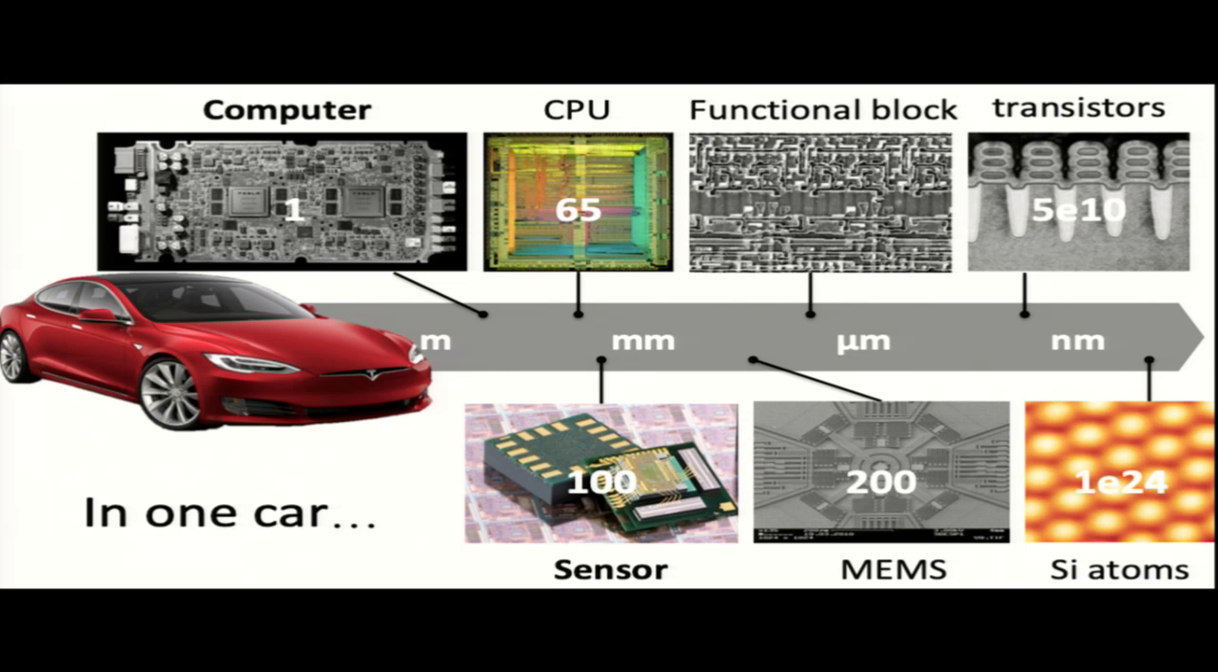And the reason why I put numbers here, this is the amount of components you find typically in a car, and I only illustrate that to show that the smaller the size of a feature, the more of it you have.